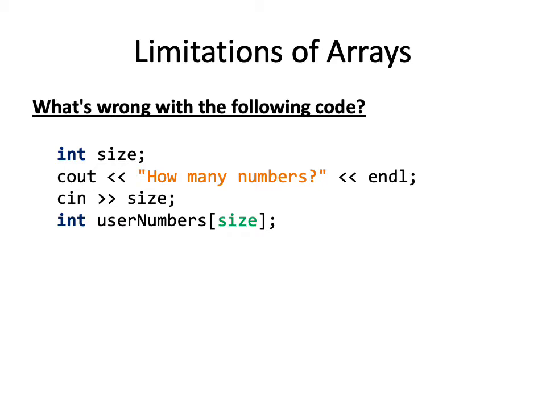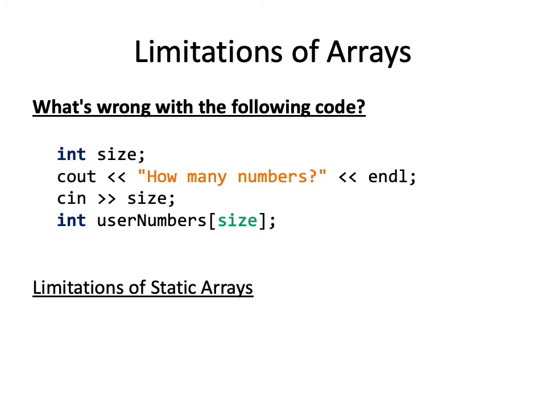Arrays are wonderful because they let you store multiple pieces of data in the same variable. In spite of that, they can also have some limitations. So let's illustrate that with this example code. Take a second to pause this and see if you can figure out what's wrong with these 4 lines of code. In a moment, we'll resume.